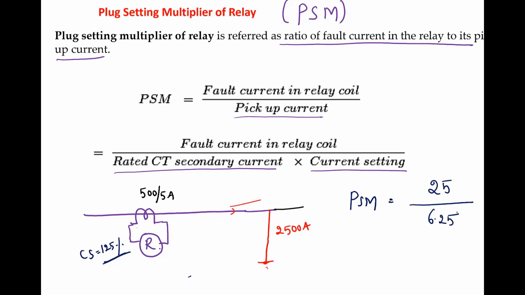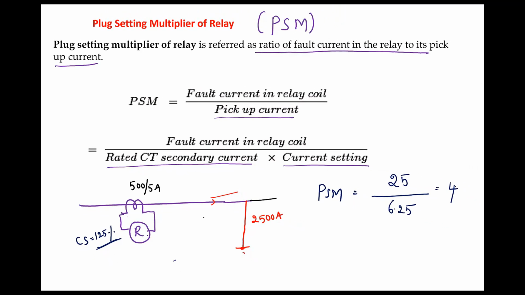4, sir. How much? 4. See, what is the fault current flowing through the relay? For 2500 ampere, this current will be 25 ampere. So 25 ampere is the fault current flowing through the relay.